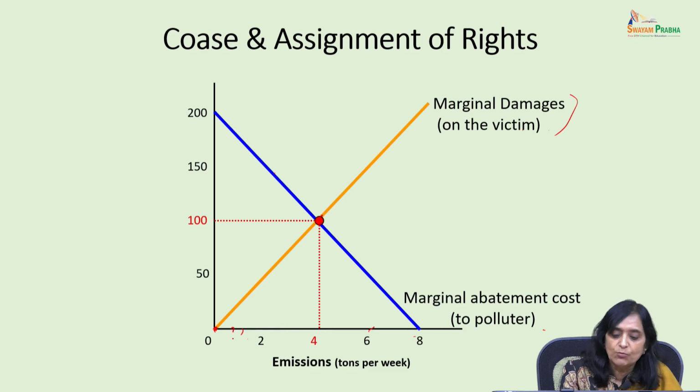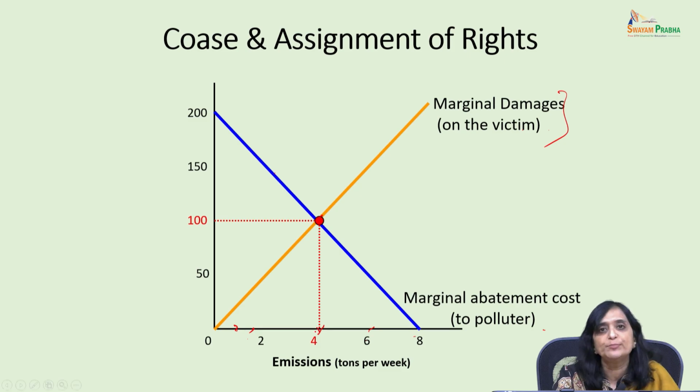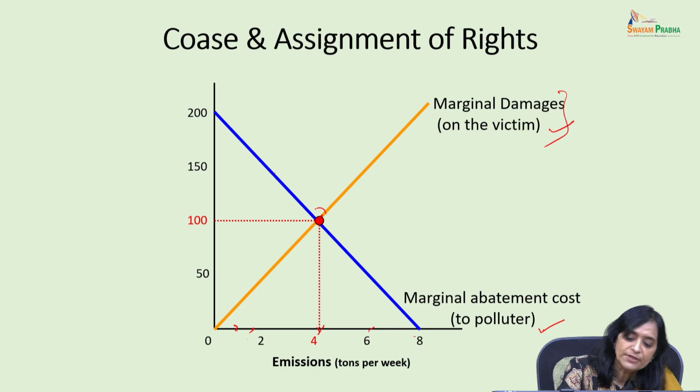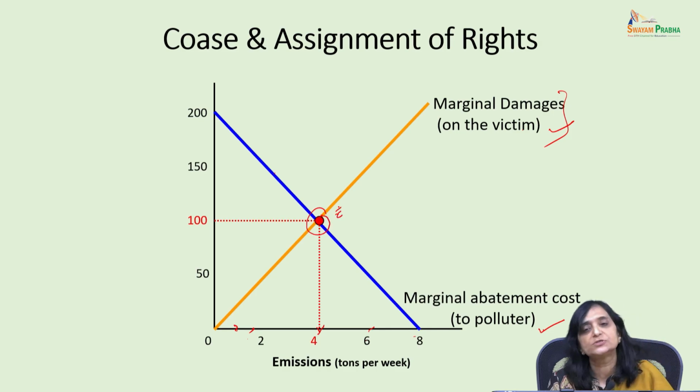So what this polluter is going to do is, this polluter will go to the victim and say, okay, let me at least emit something into the system. And whenever I am emitting, I will pay you certain damages. Okay, so if his cost is less than the damages he has to pay, the fishery will allow him to emit into the system, and eventually they will also stop at 4. So irrespective of whether it is the victim who has the right or the polluter who has the right, both of them will come down to this point E, which was the efficient point.